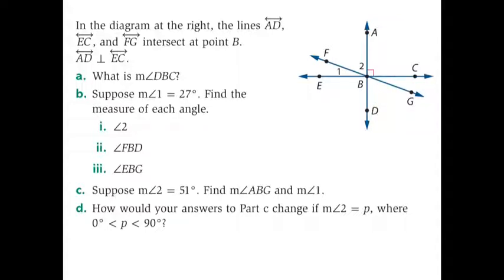We proved that. With two intersecting lines, if one of the angles is a right angle, then all four of the angles are right angles. So DBC, DBE, and ABE are all going to be right angles, and their measurements are all 90 degrees. In part B, suppose that the measure of angle 1 equals 27.